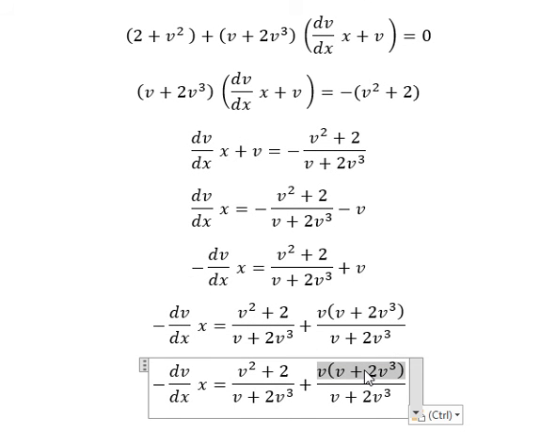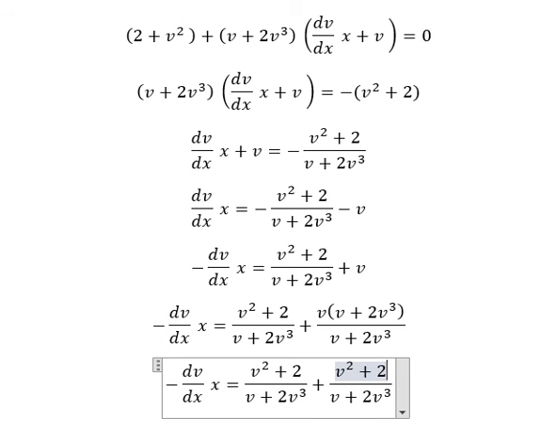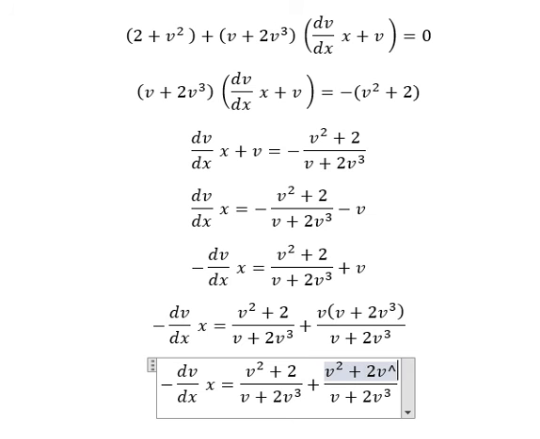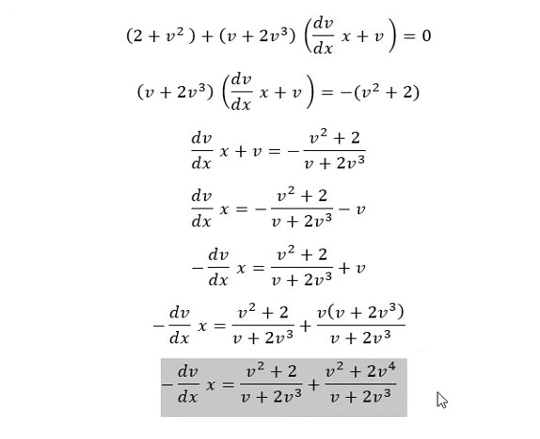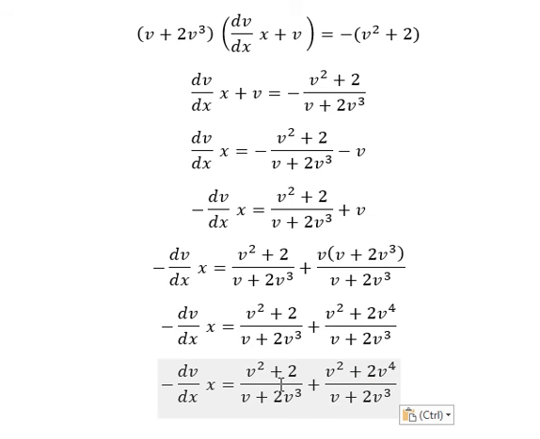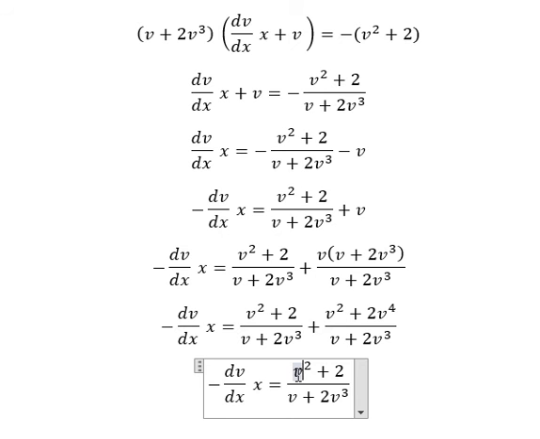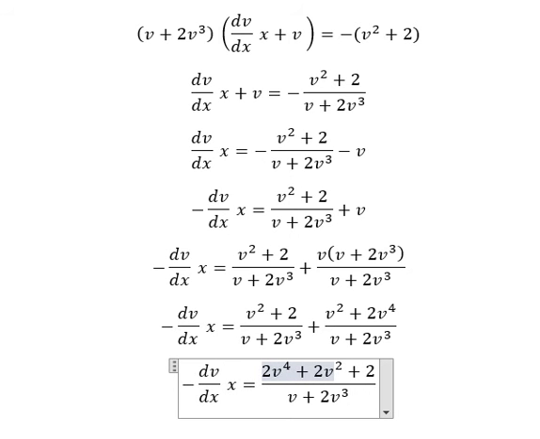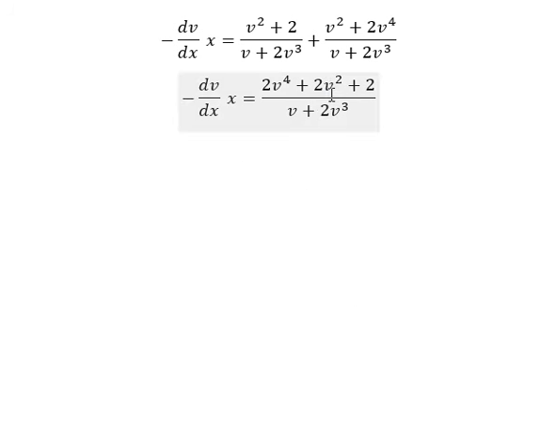This one you get v squared plus 2v to the power of 4. And now we combine two fractions in here. You get 2v to the power of 4 plus 2v squared plus number 2. And now this one we put on the left, the x and dx we put on the right.